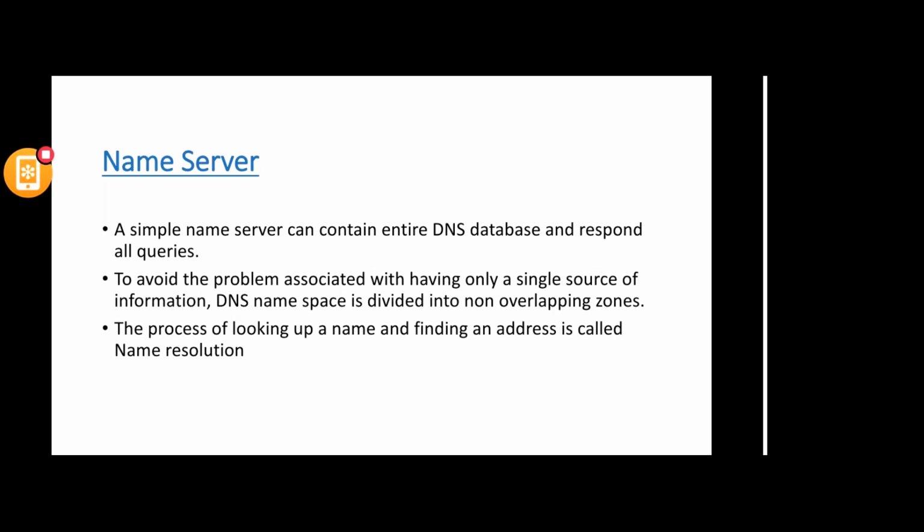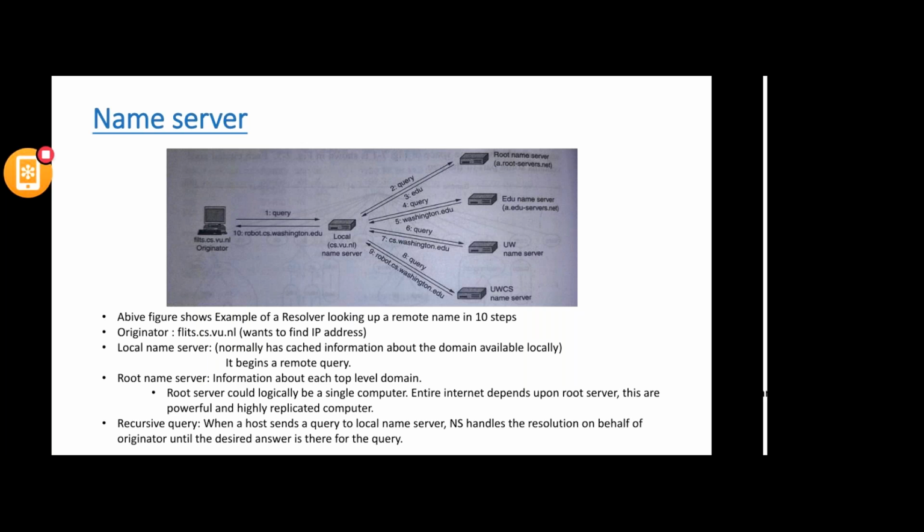Maharashtra is the subdomain of India. So in that way, okay. Now here, a diagram is being given in front of you where an originator is searching for an IP address on the network.